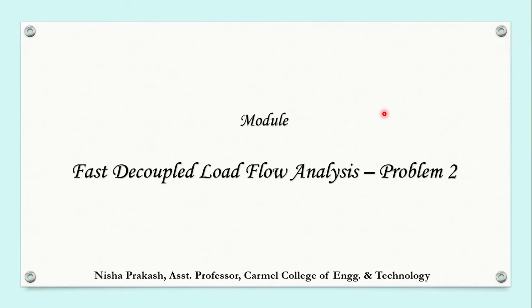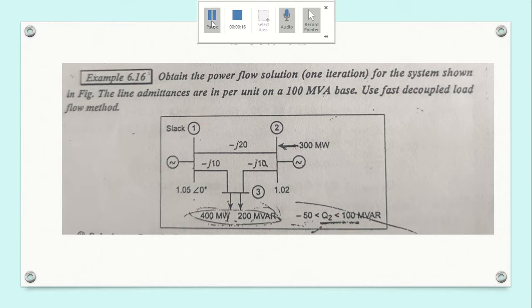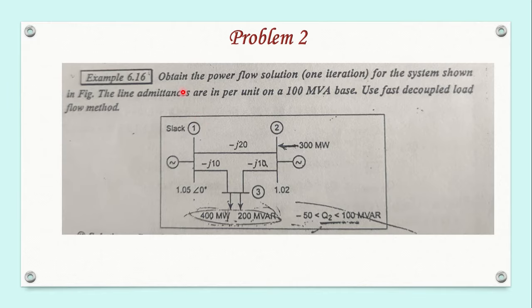Let us solve another power flow problem using fast decoupled method. Obtain the power flow solution, one iteration for the system shown in figure. The line admittances are in per unit on a 100 MVA base. Use fast decoupled load flow method.